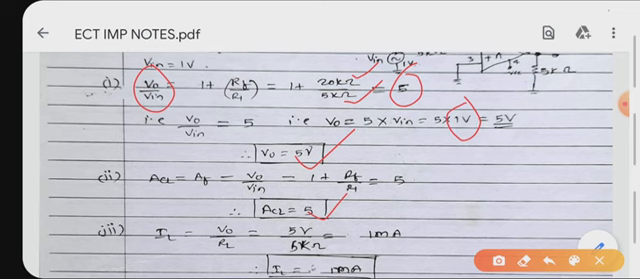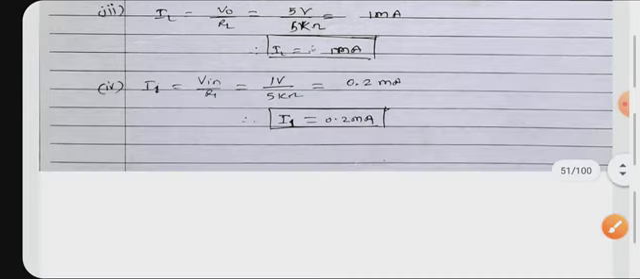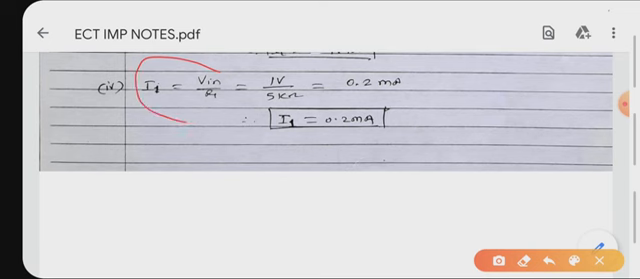Load current IL is equal to VO upon RL, output voltage. This is the basic formula, I is equal to V upon R. So IL is the load current, therefore VO is the output voltage and RL is the load resistor. Keeping the values, you will get the value of IL as 1 milliampere. Okay. Similarly, I1 or Iin is equal to Vin by R1. So input current is equal to input voltage divided by input resistance. Keeping the values, you will get I1 is equal to 0.2 milliampere.